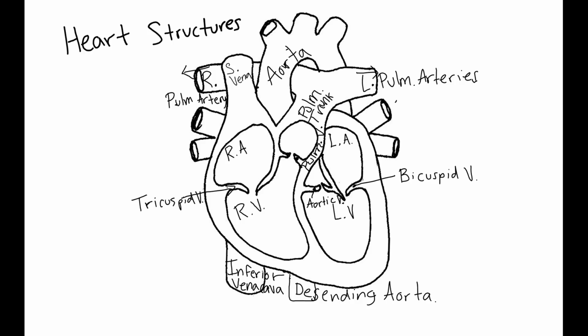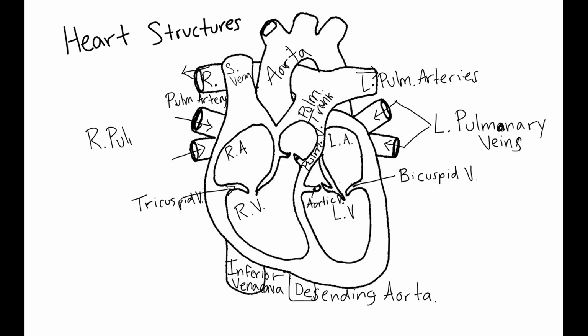And then these last four vessels, this is how blood comes back into the heart from the lungs. We'll go over that here in just a second. And these are going to be your left pulmonary veins. And so this one would be your right pulmonary veins.